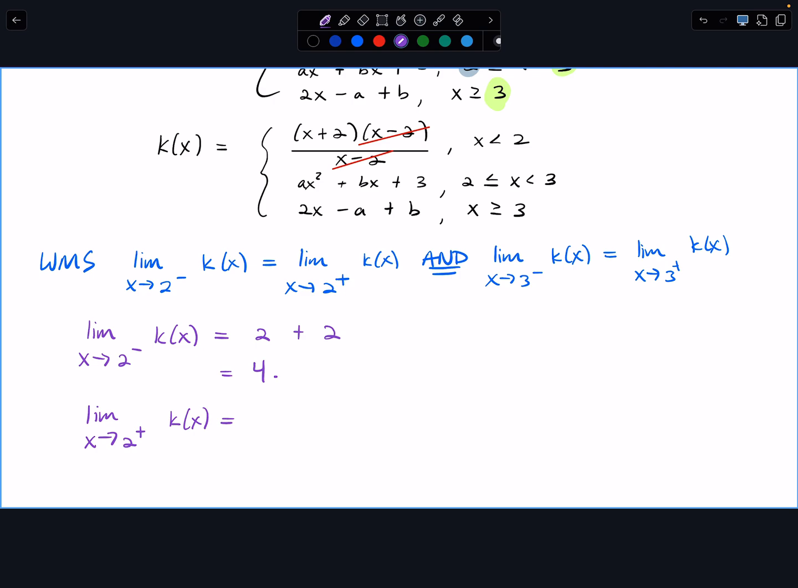Now the limit as x approaches 2 from the right of k of x is equal to. Now here is where things get weird because I have a's and b's, right? But where am I plugging it in for? Which letter? X. As x approaches 2, that means I'm going to plug in a 2 in for each x. So I'm going to have a times 2 squared plus b times 2 plus 3. 2 squared is 4. 4 times a is 4a plus 2b plus 3.